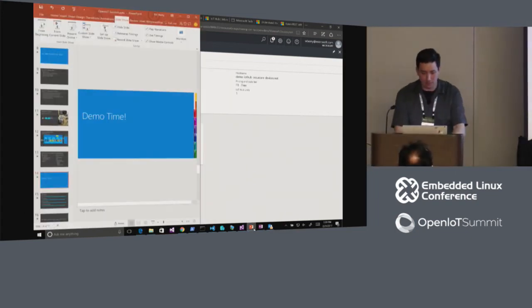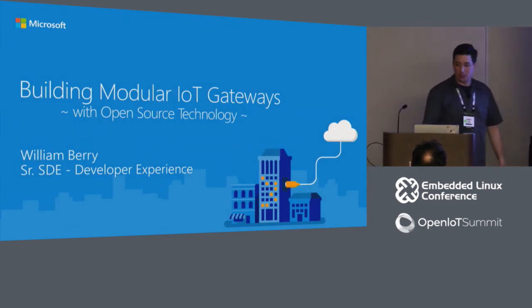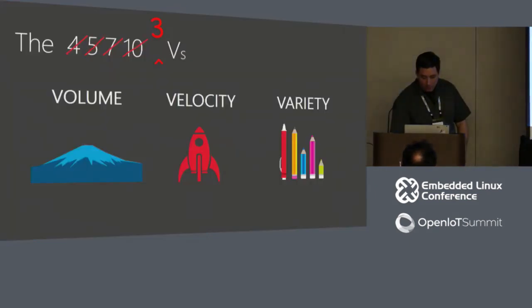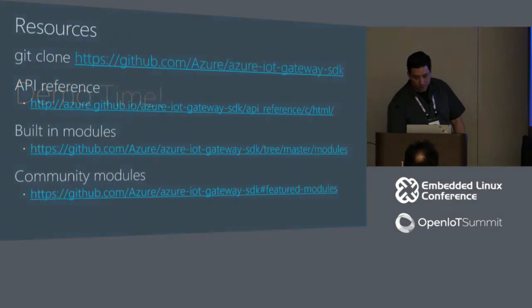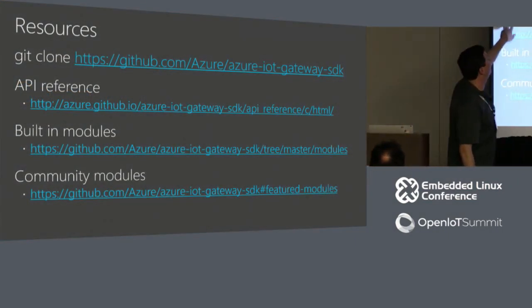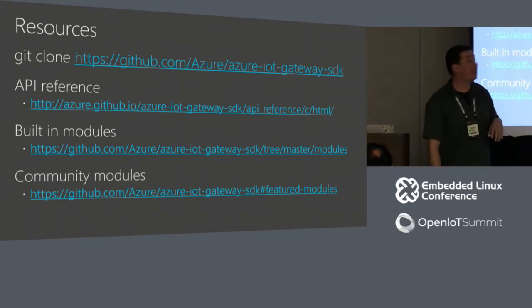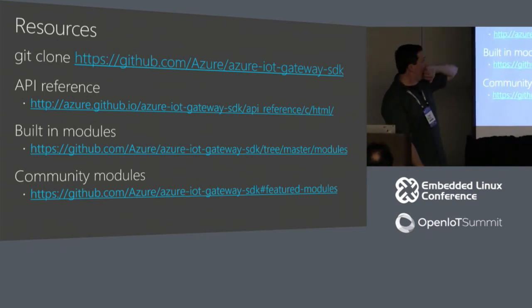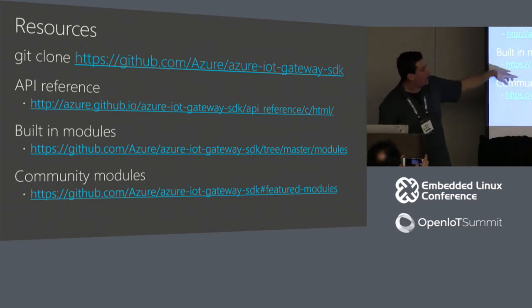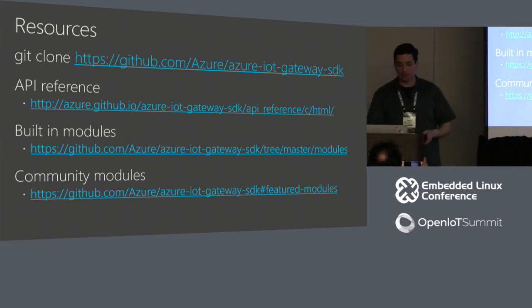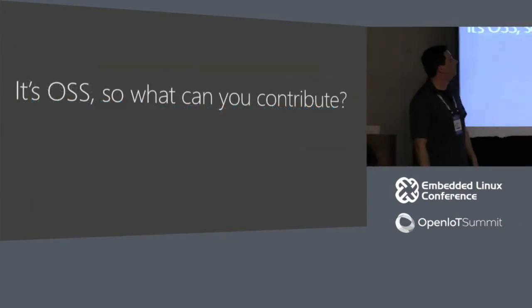So, let's see. Resources. Okay, this is the location of the Gateway SDK. It's github.com/Azure/Azure IoT Gateway SDK. Our API reference is available on a GitHub I/O page attached to the same repository. Our built-in modules are listed out sort of at this URL. They're also on the home page, which I'll show up in just a second. And then our featured modules are just a deep link off the main page.